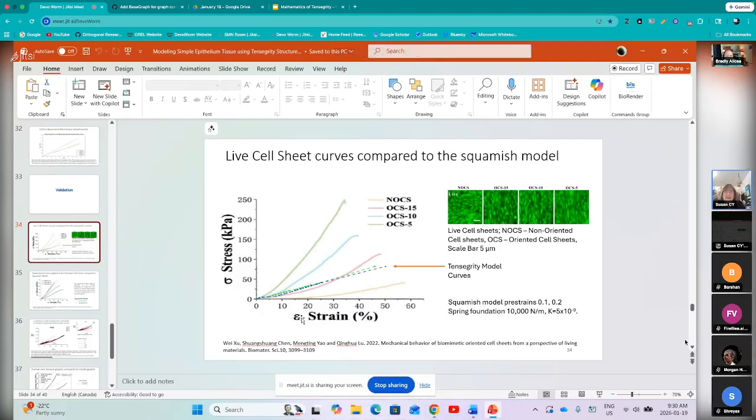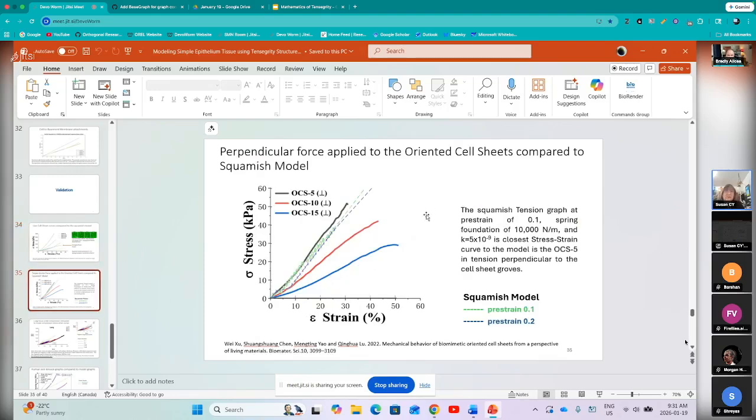These are more J-shaped curves than what I ended up with, which was more or less a straight line. But the curve that matched these best was again these oriented cell sheets, single cell sheets, and these were the tension and strain measured at 90 degrees to how the cells were laid out.